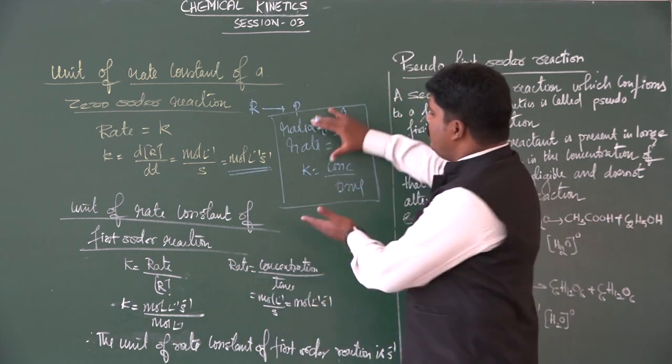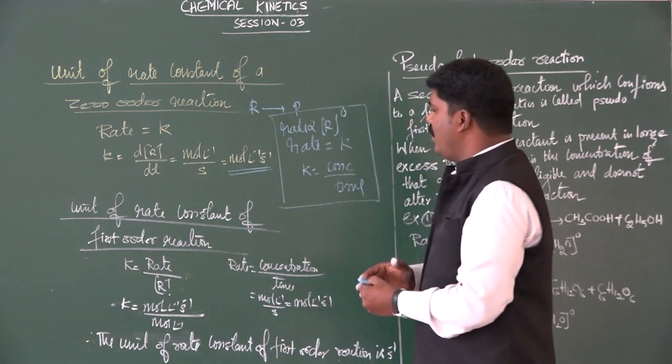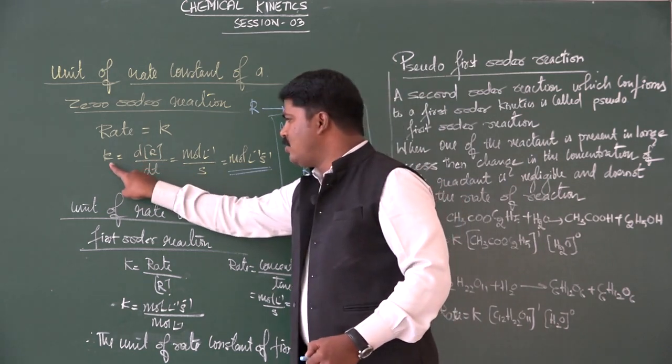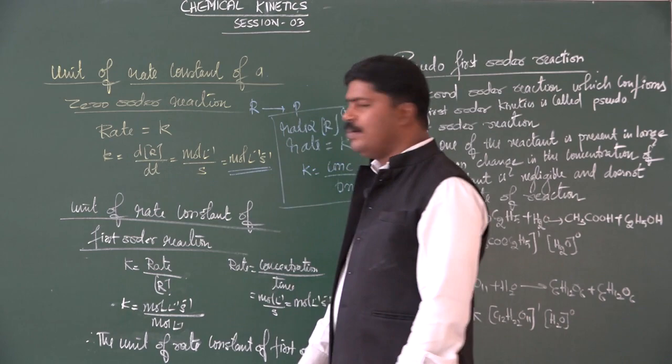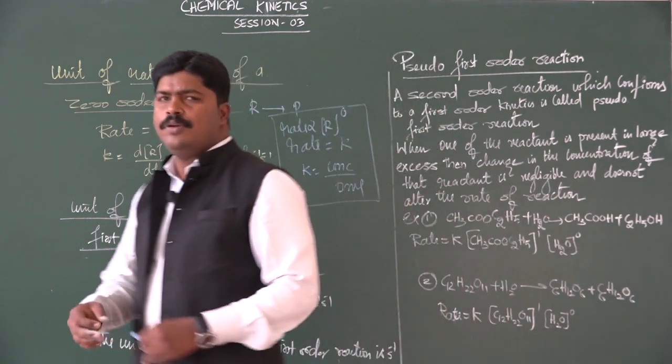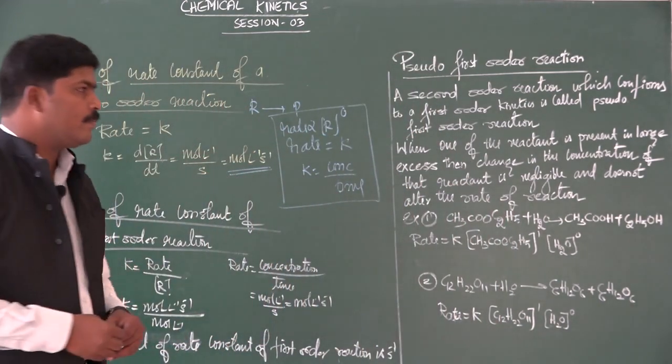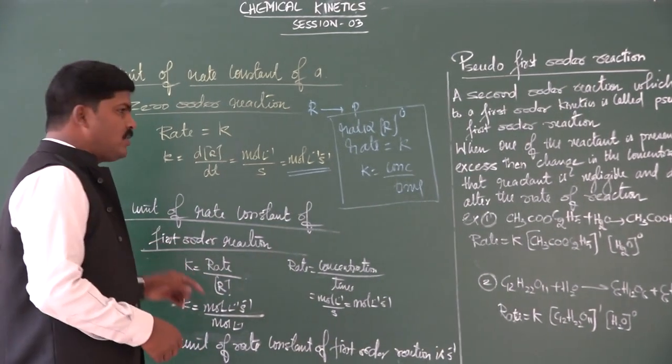So, we just finished our derivation. From there we have come to k. k is the rate constant, dr by dt, dr is mole per liter, so mole per liter per second. That is the unit of the rate constant of a zero order. Now what is the unit of rate constant of first order?